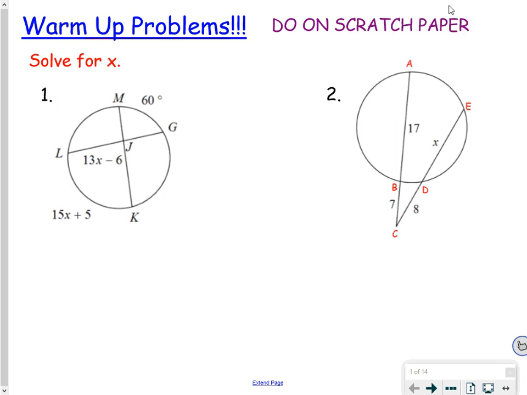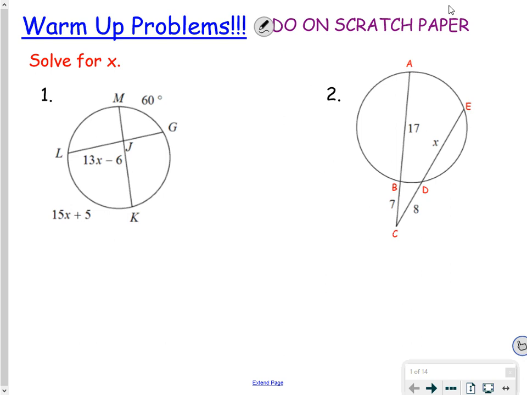All right, good morning, folks. Today we're going to go over section 10.7, which is talking about equations of circles. Before we do so, let's get started on some review problems. So in 1 and 2, we've got problems for angles within a circle and then segments about a circle.